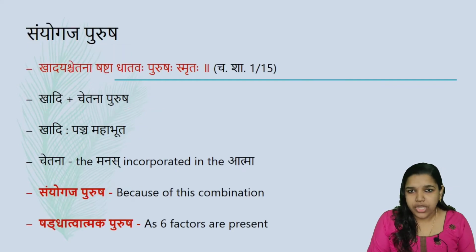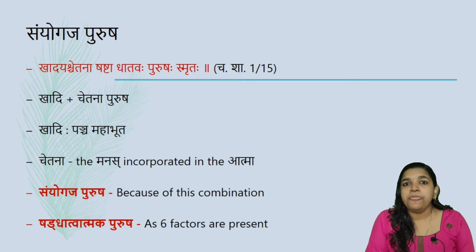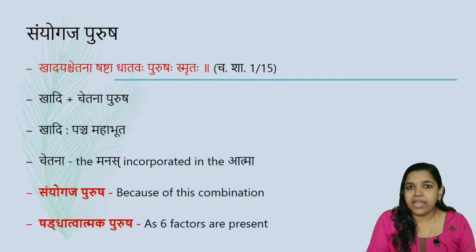Next is Samyogaja Purusha. Khadayas Chetana Shashta Dhatavaha Purushaha Smrataha. Initially we spoke about the Ekathatvatmaka Purusha, in which we considered only one factor, that is Chetana. When the Sharira has the component called Chetana, that is, by the presence of Atma, the Sharira with Indriya, Manas and Atma, the Chetana is produced, and we considered that Chetana as one factor and called it Ekathatvatmaka Purusha.